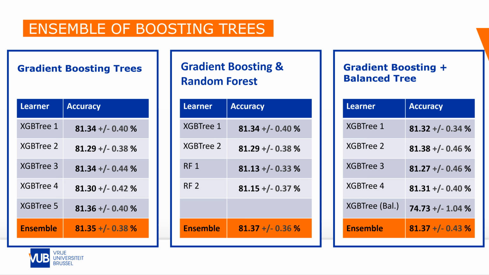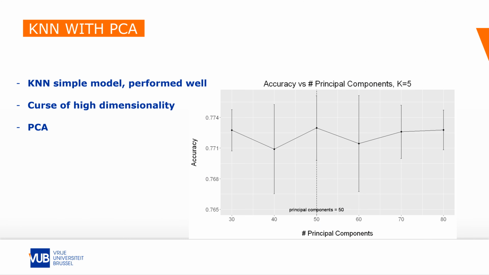The last strategy we tried was a combination of k-nearest neighbors and principal component analysis. We saw that KNN performed relatively well considering the simplicity of the model. It performed better than artificial neural networks, for example. We know the problem with KNN is that they start performing worse as the dimensionality increases. That is why we tried principal component analysis to reduce the dimensionality and then perform KNN.